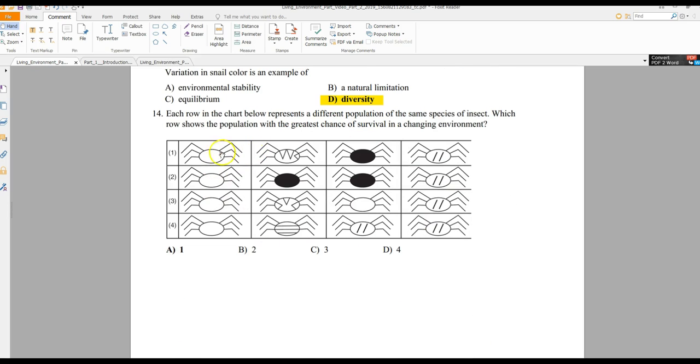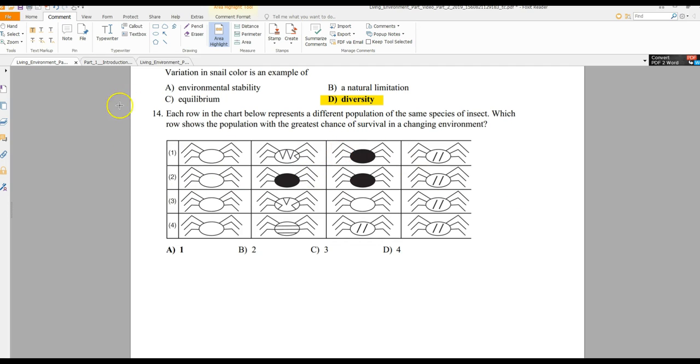Oh, look at these little spiders. Start from the top. Each row in the chart below represents a different population of the same species of insect. Which row shows the population with the greatest chance of survival in a changing environment? One of the things I want you to realize is that you have to look across. Some students get confused as to what they choose. Where are they looking? Up and down, left to right?